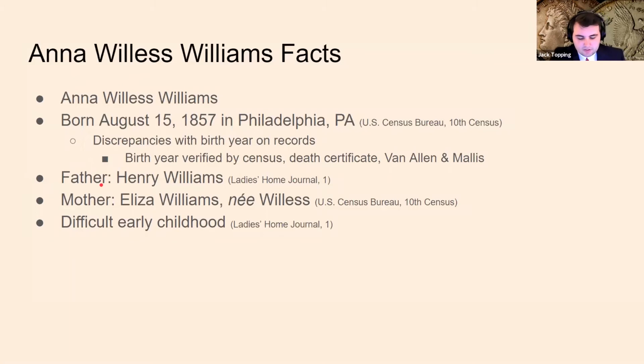Her family situation was difficult growing up. I'm going to preface it by saying Henry Williams was her father, and Eliza Williams, her maiden name was Willis, was her mother. We learned from Anna Williams that her situation was rather unfortunate. They were in a poor financial state at the time when Anna was born. We learned this from Anna Williams's only public interview in 1892. It says that Anna Williams was born under, quote, the most adverse circumstances, end quote.